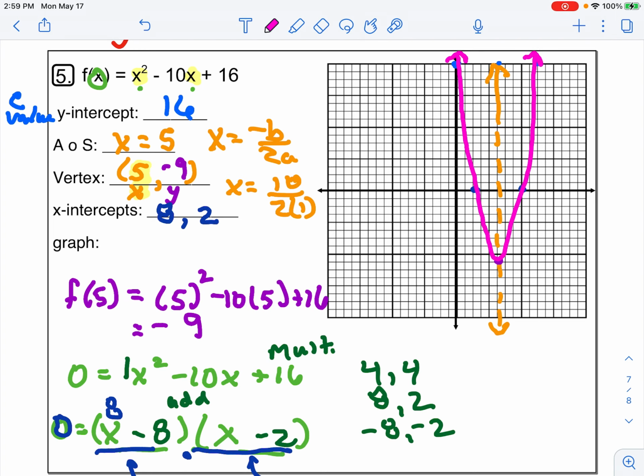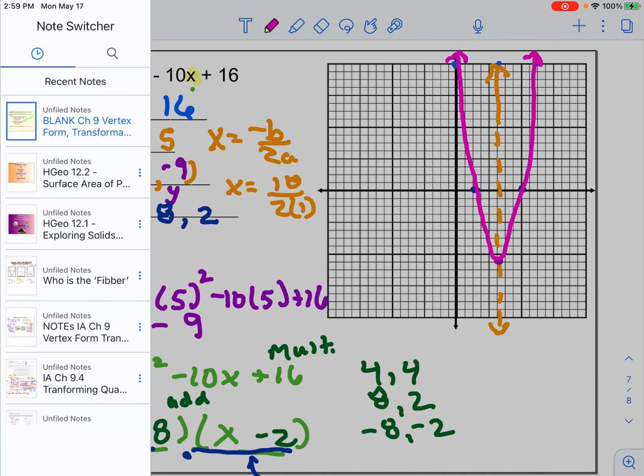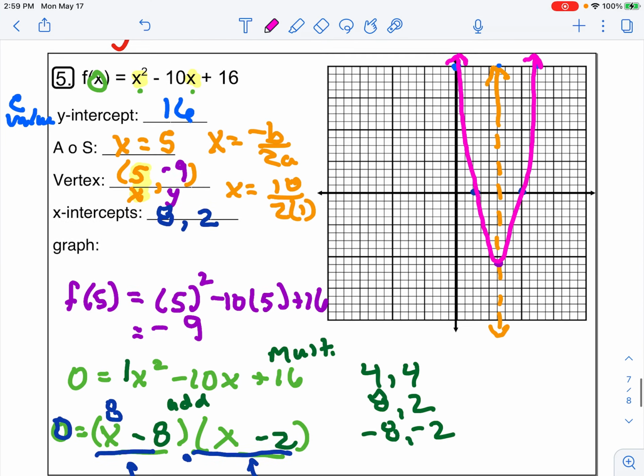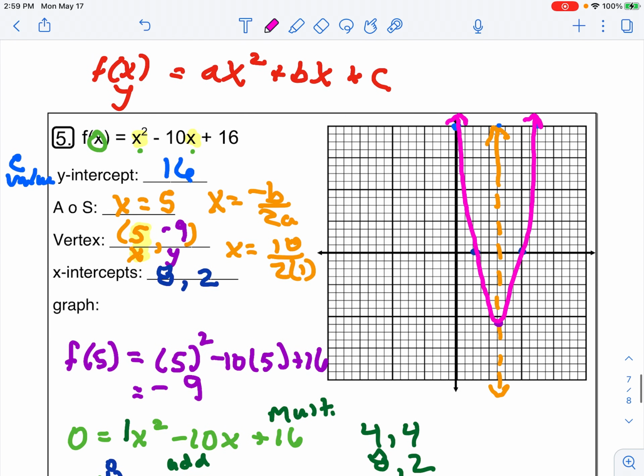So that is a good review. If you can do all of these questions, you should be successful on the test. And you may even want to try some of these again and make sure you can get them correct without my help. That's the end of our review for the test.